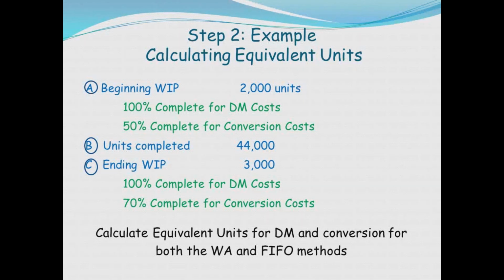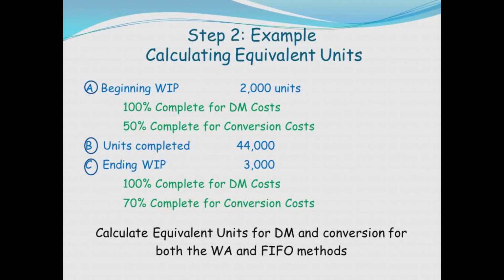What are the equivalent units? Let's do weighted average here. I'll do them all. What are the equivalent units for direct materials using weighted average? 47,000. You take the 44,000 plus 3,000 times 100%.